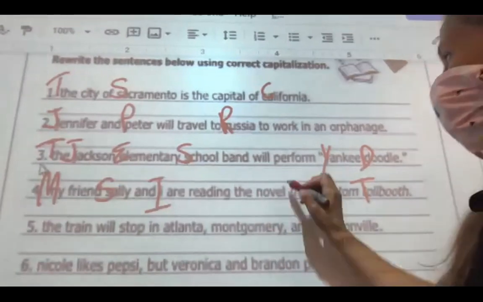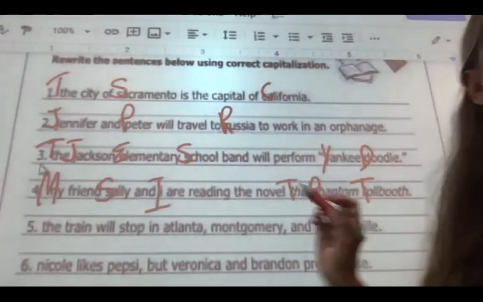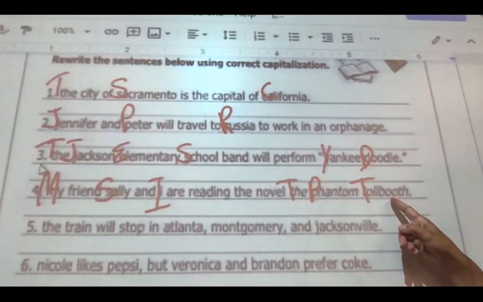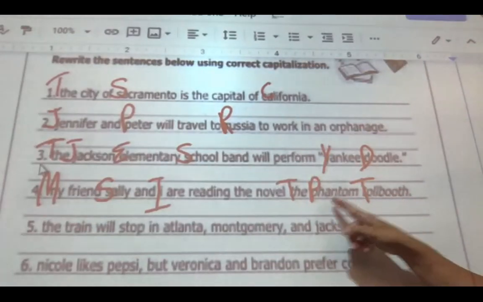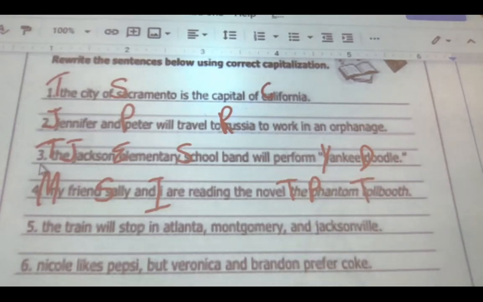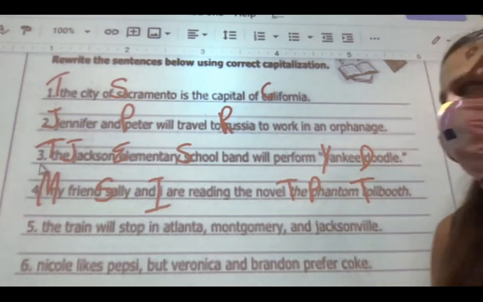The. It's in italics. The name of the book is not just Phantom Tollbooth. If the name of the book was just Phantom Tollbooth, we would only capitalize the P and the T. But the name of the book is The Phantom Tollbooth, so we have to capitalize the as well. Does that make sense? All right.